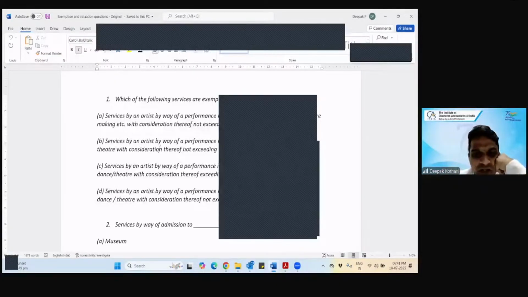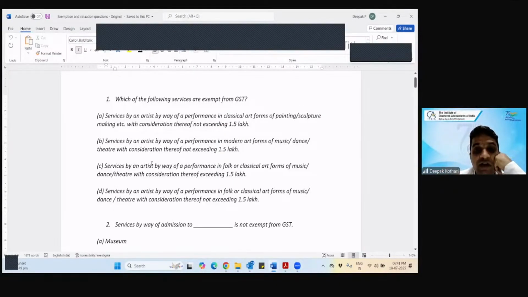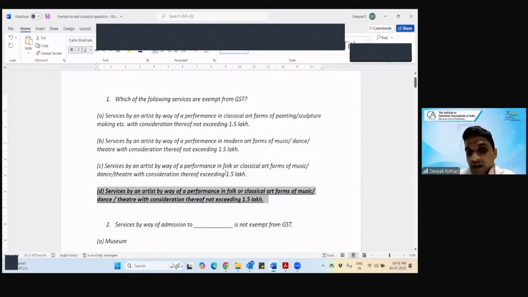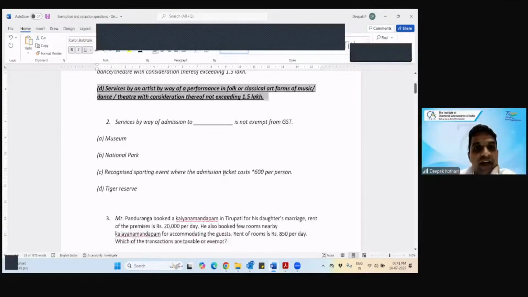Right. Mostly everyone has given the correct answer. Which of the following services are exempt from GST? Services by an artist by way of performance in folk or classical art form of music where consideration does not exceed 1.5 lakh. That is the correct answer. Second question.